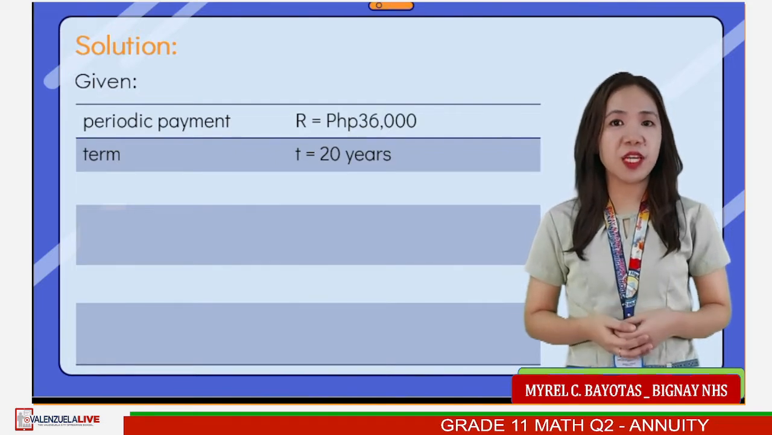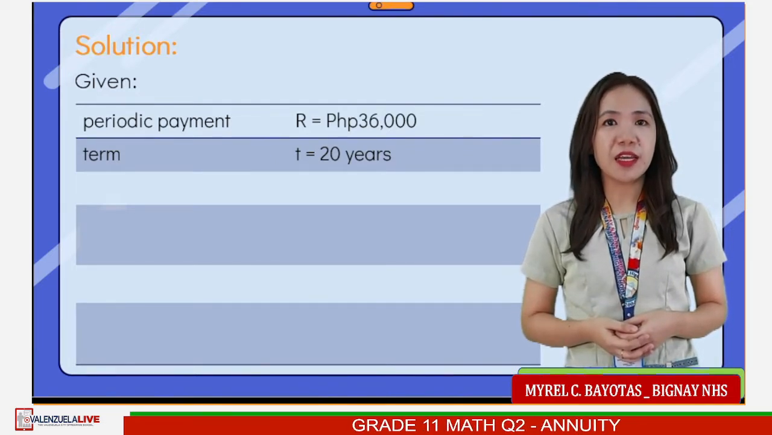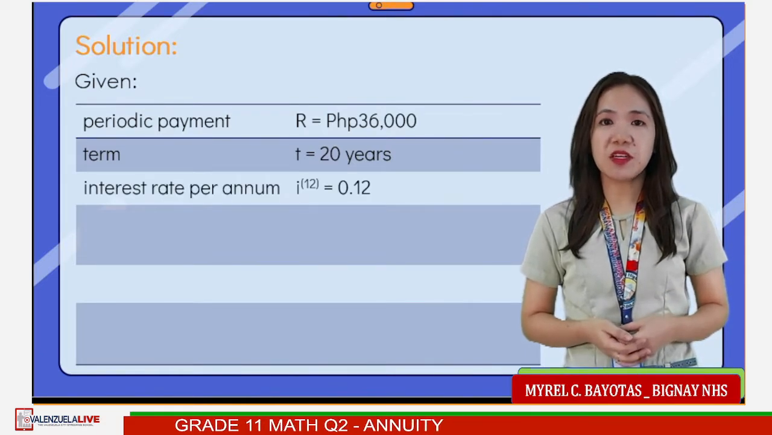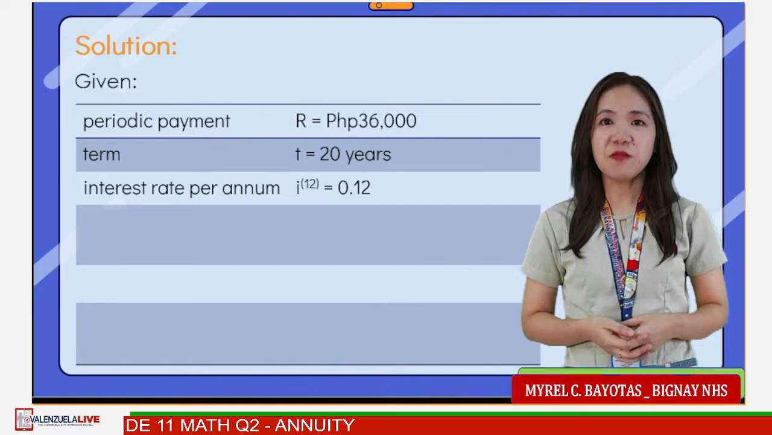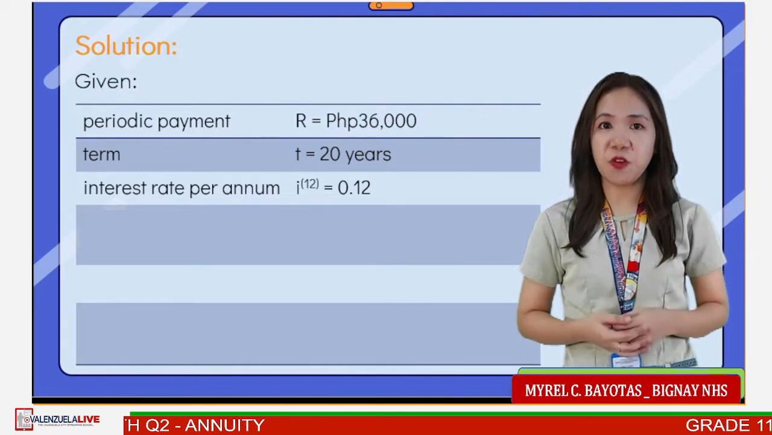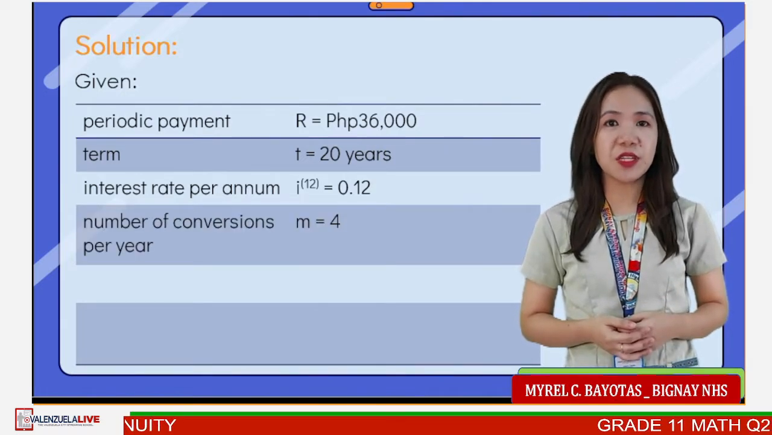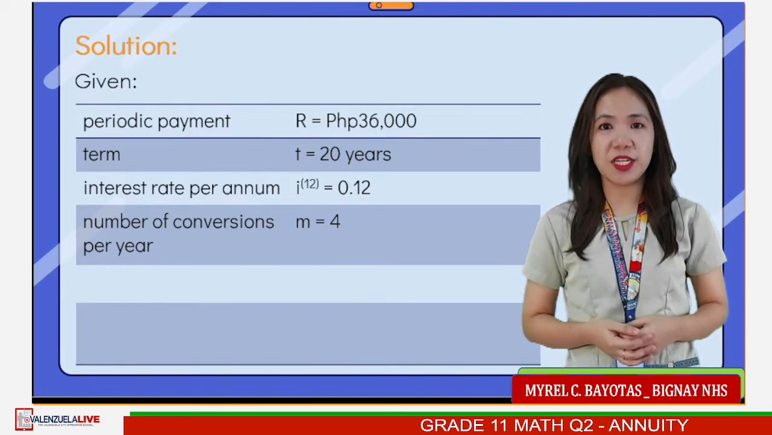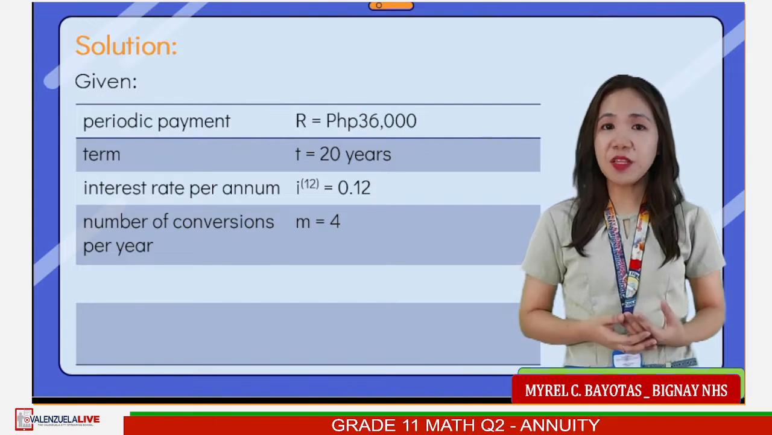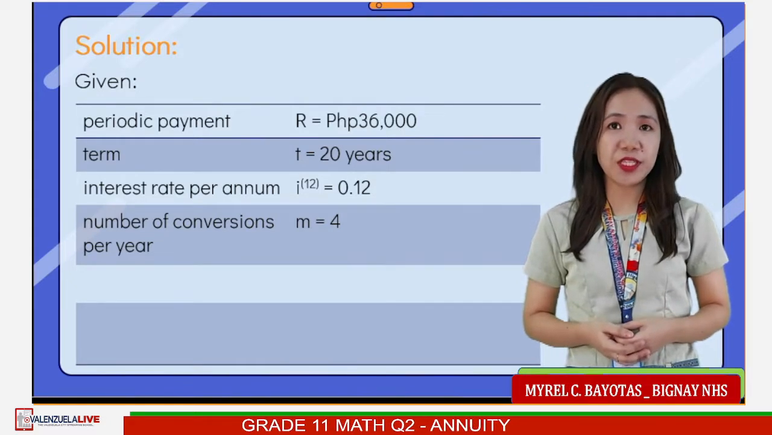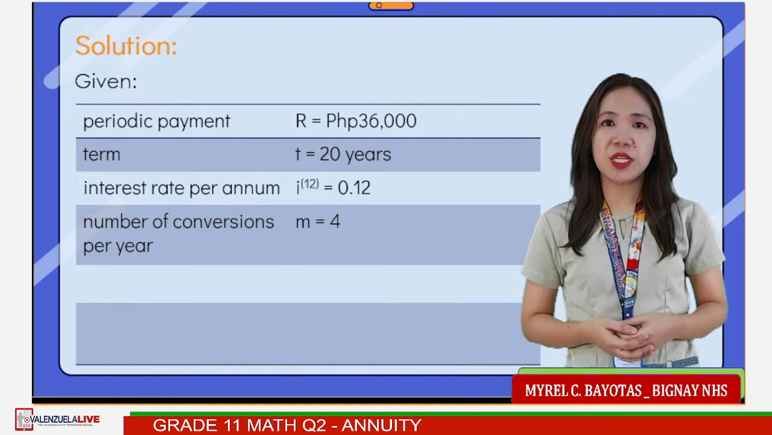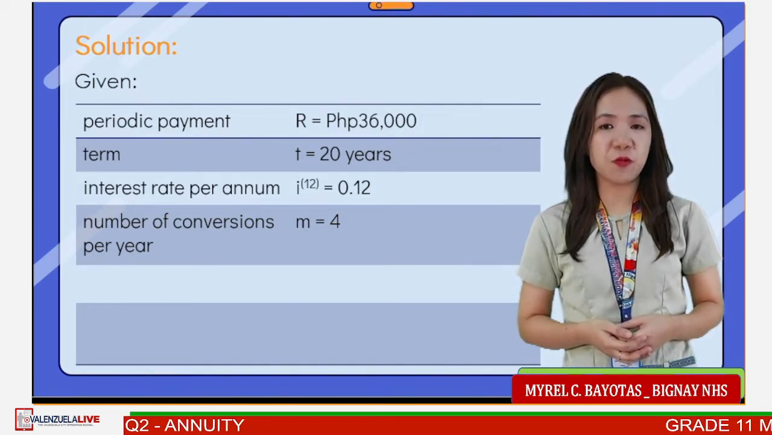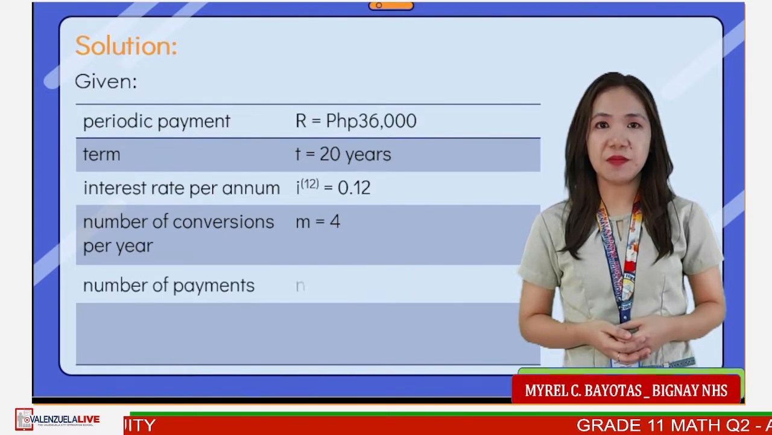Since the account will gain 12% interest, I equals 0.12. Remember, we convert percent to decimal. The number of conversions per year, or M, is 4, since earlier we learned that saying every 3 months is the same as the word quarterly. Since the money will be compounded quarterly for 20 years, the number of payments is N equals TM. N equals 20 times 4 equals 80.